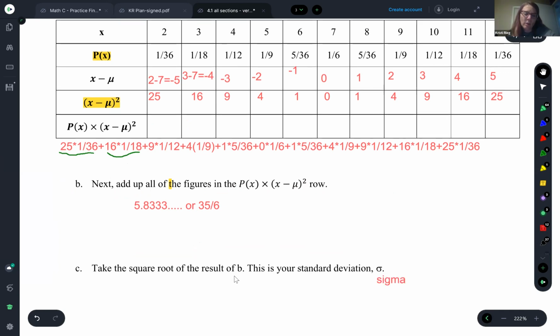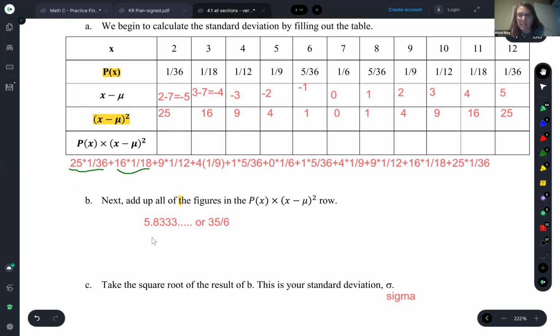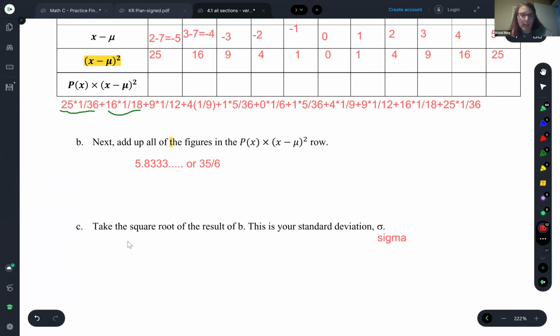And so what we're going to do is take the square root of either one of those answers above. You would probably still have it in your calculator, so you don't even need to write it down. Because it's the first time we're doing it, 35/6, and then you're going to do the square root of that. For our final answer, we're going to round to 2 decimal places.